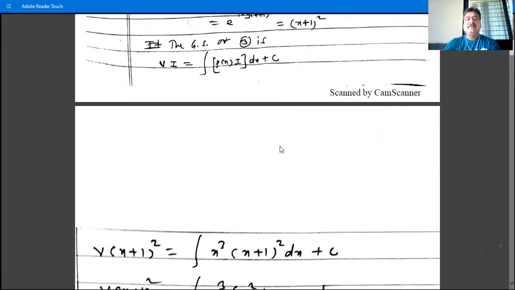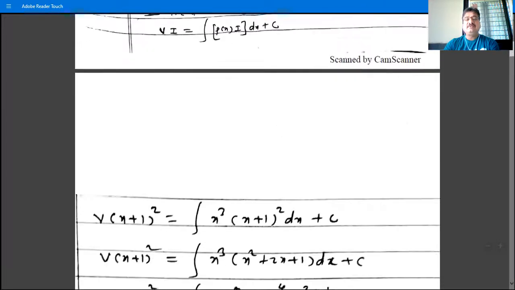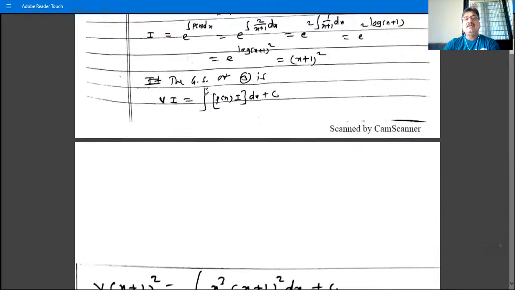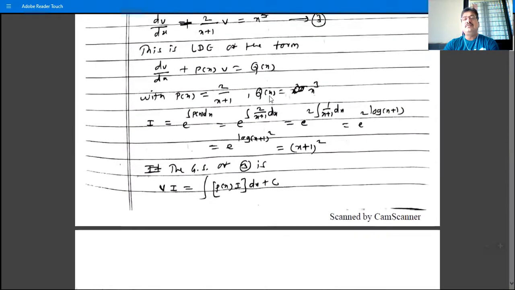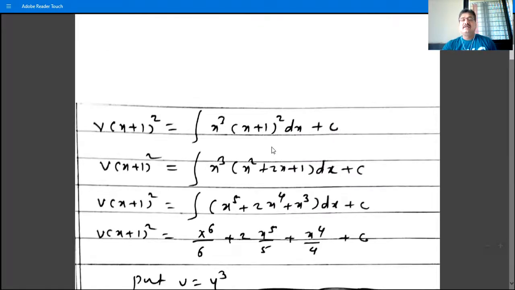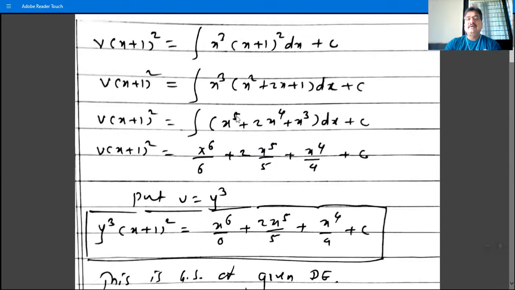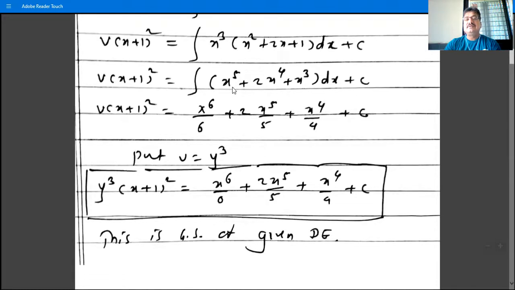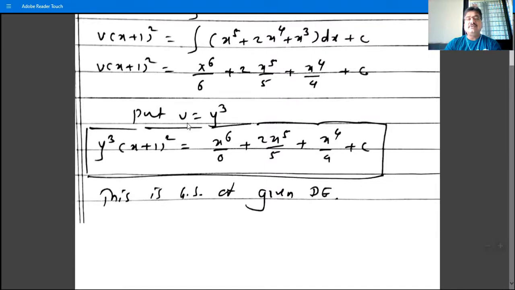And then substitute I as (x plus 1) whole square, and P(x) as x cube, so x cube into (x plus 1) whole square dx. Then (x plus 1) whole square is this, multiplying by x cube we have this, and then integration of this: x raised to 5 is x raised to 6 by 6, x raised to 5 by 5, and x cube integration is x raised to 4 by 4 plus constant.